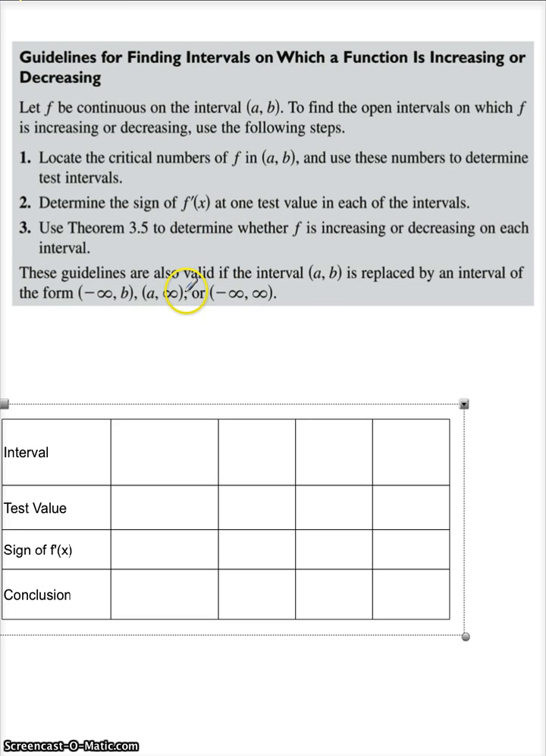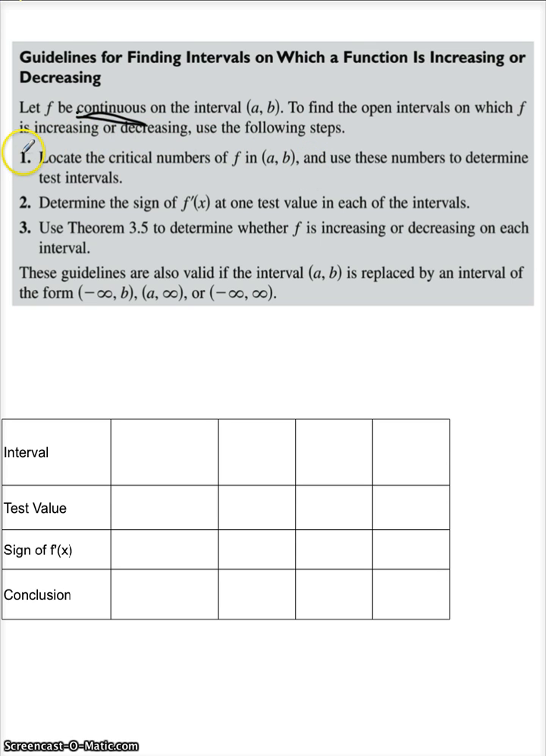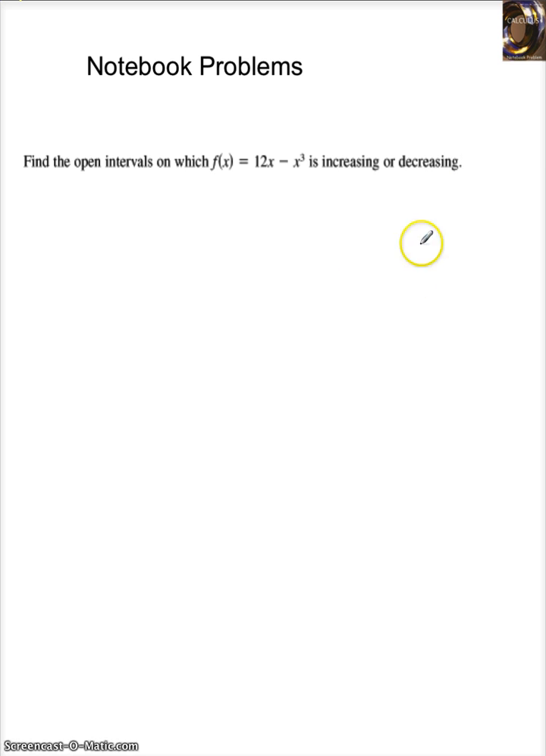Give it a go. Tell you what, before you do that, let me give you some summaries. Write these guidelines down. To find the intervals on which f is increasing or decreasing, locate the critical numbers, determine the sign of f prime, and then use theorem 3.5 to determine whether f is increasing or decreasing on each interval. And then put everything in these forms. Now, go back to this and complete this. When you're done, finish your homework.